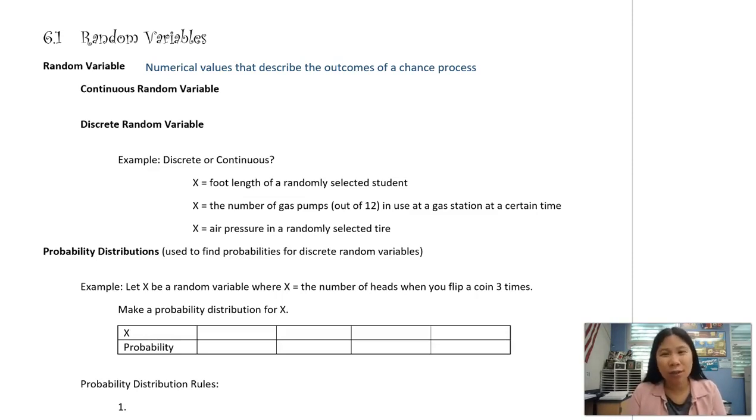So like flipping a coin, because your outcomes are either heads or tails, does not count as a random variable. But like rolling a die, where you could land on the numbers 1, 2, 3, 4, 5, or 6, that counts as a random variable because the outcomes are numbers.